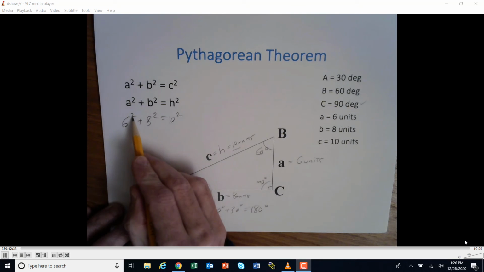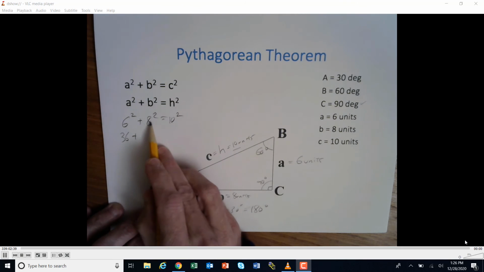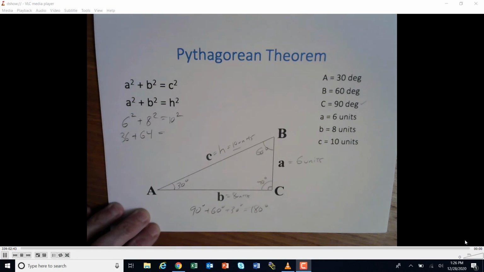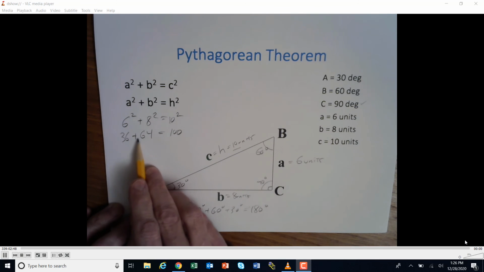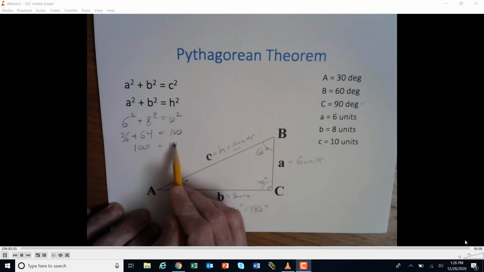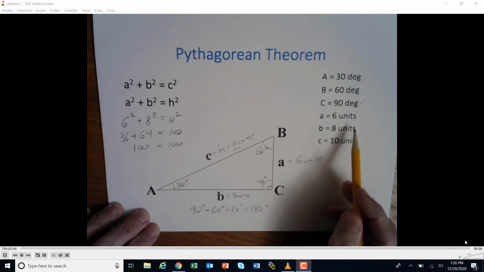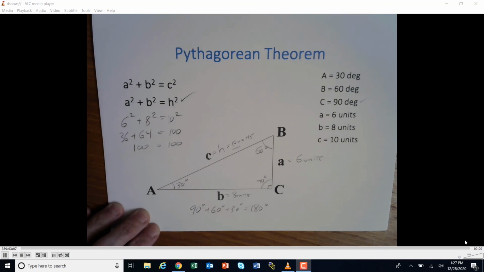6 squared, 6 times 6 is 36, plus 8 squared. 8 times 8 is 64. And 10 squared, 10 times 10 is 100. Well, if you add 64 and 36 together, you get 100. So 100 does indeed equal 100. So these angles and these side lengths here do indeed add up, and they validate the Pythagorean theorem here for an example right triangle.